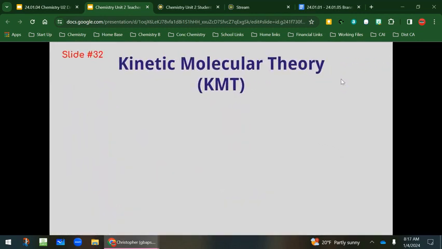So let's get into this, ladies and gentlemen. This is where we're getting into it. The reason that we spent a bunch of time talking about kinetic and potential energy is because now we're going to relate it to something called KMT. KMT is kinetic molecular theory. What is a theory?